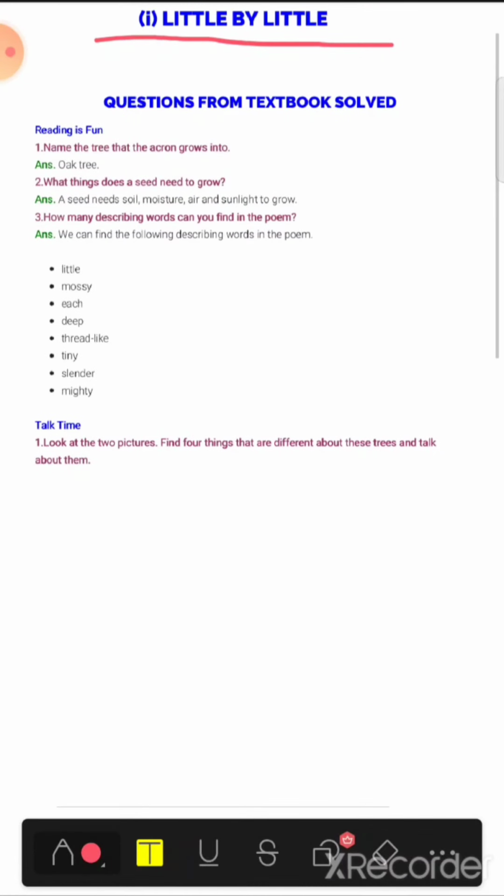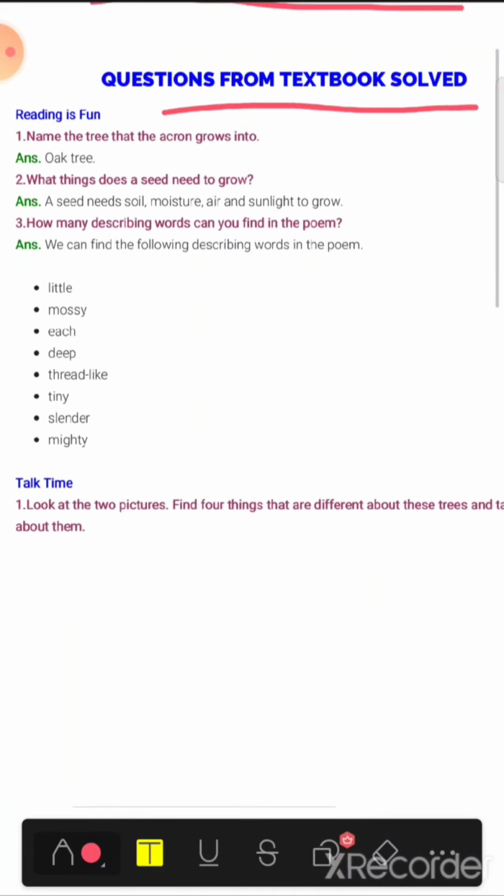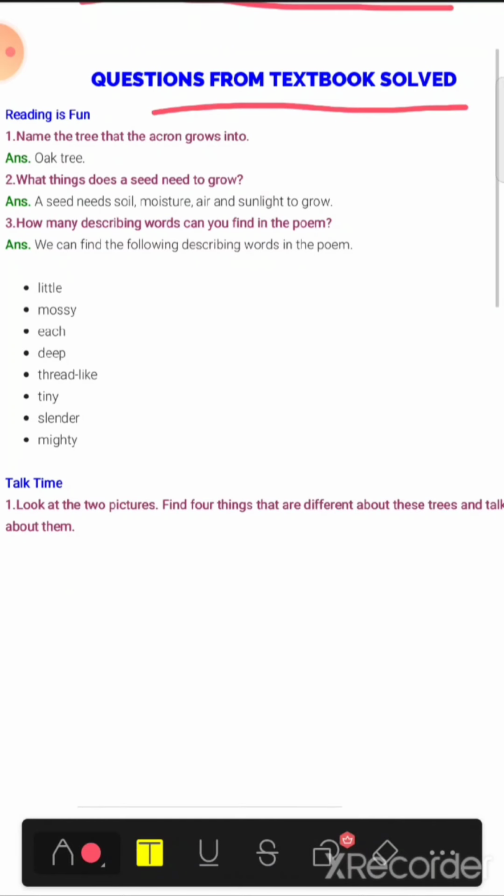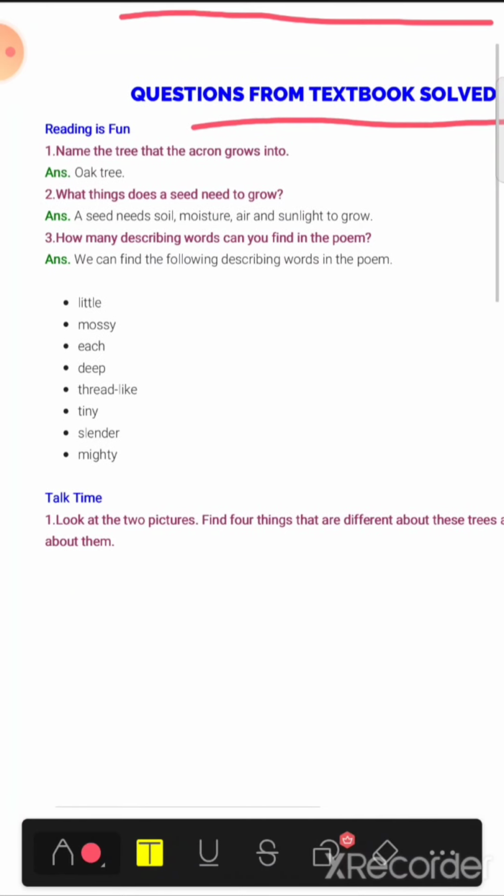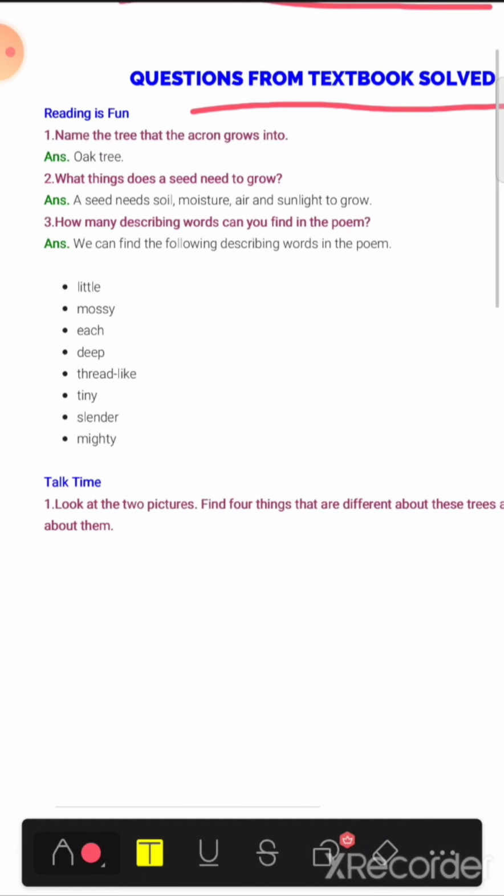This is a poem of class 3, Marigold Tree. Let's start with the question answers of the textbook, Reading is Fun. The first question is: name the tree that the acorn grows into. Start writing the answer: the acorn grows into an oak tree.